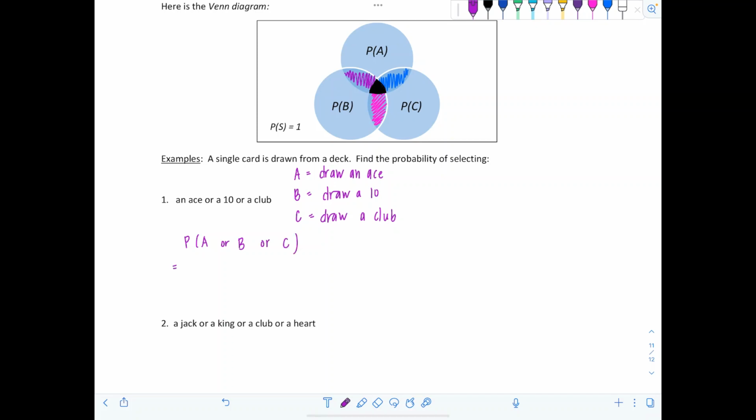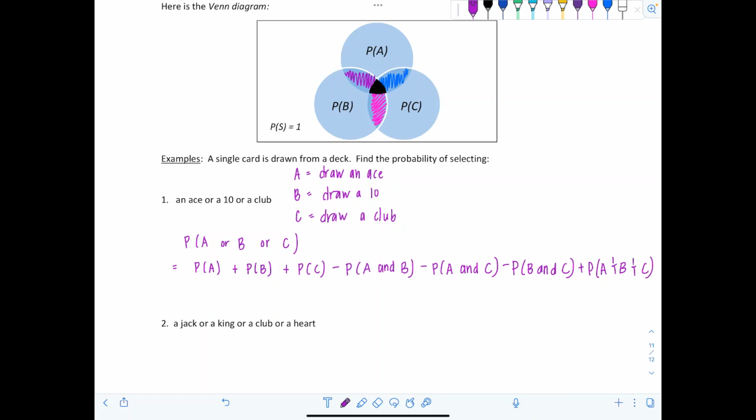Let's write the formula out. So this is probability of A plus probability of B plus probability of C minus probability of A and B minus probability of A and C minus probability of B and C, and then we add back probability of A and B, that's my and sign, I'm running out of space, bear with me, and C. Okay, let's go through step by step.